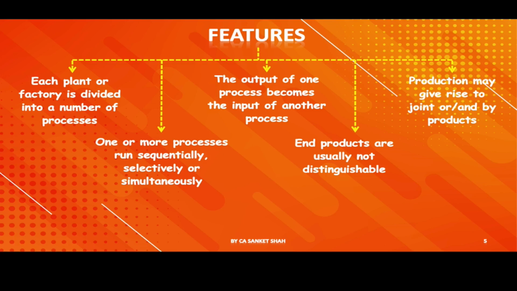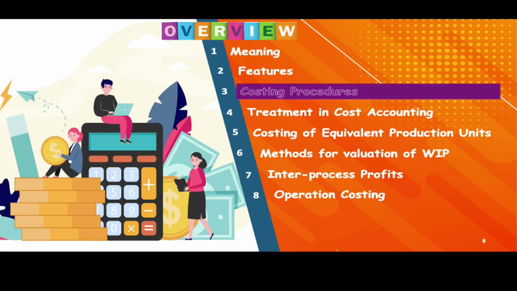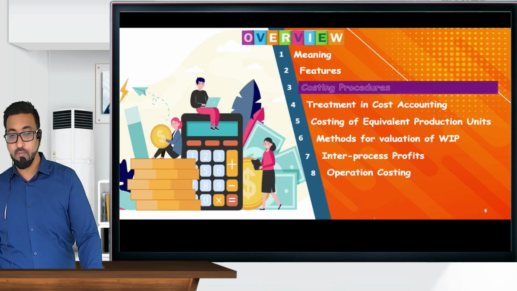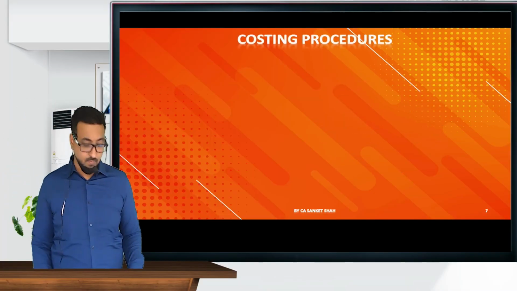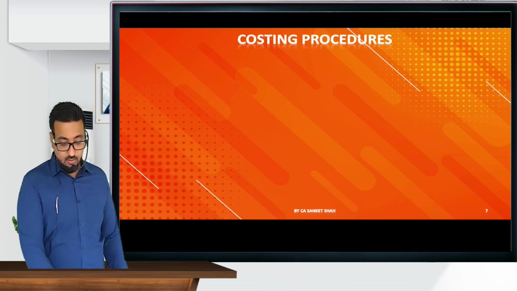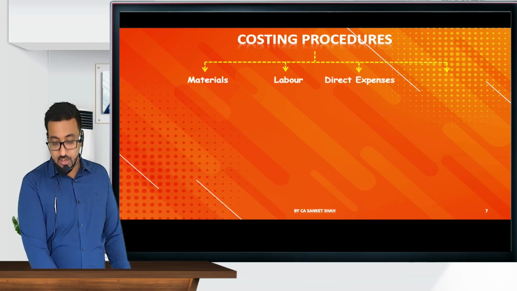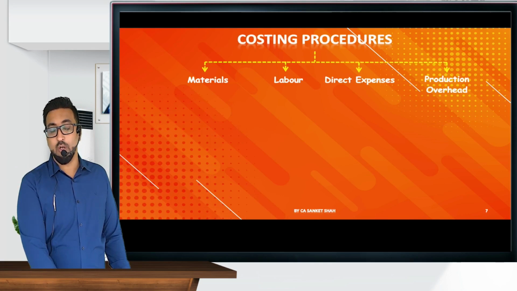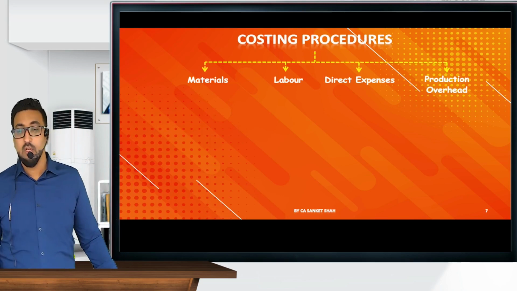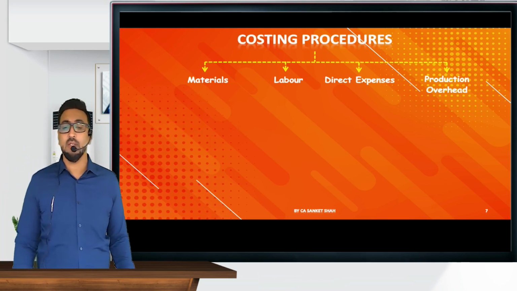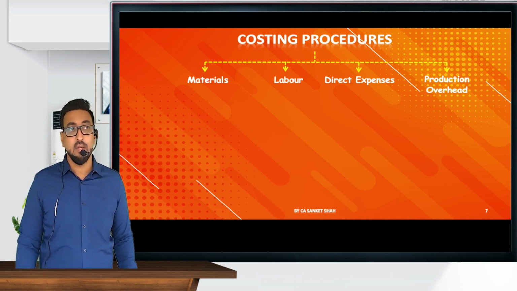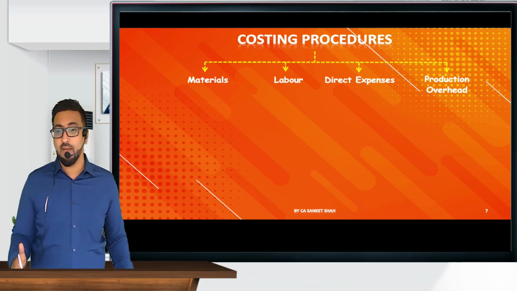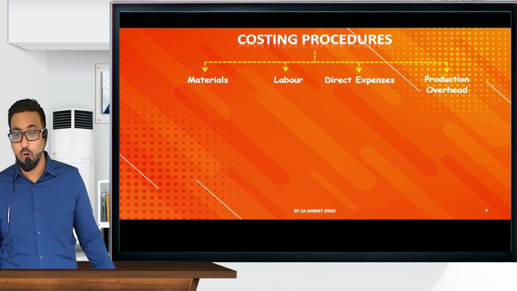Next one. Costing procedure you don't have to write. Costing procedure is very simple. So pro forma, material, labor, direct expenses and production overhead you will write it on the debit side. So process account का pro forma क्या होगा? Process account is divided in actually 3 parts. These questions are divided in 3 parts: material, labor, direct expenses and production overheads.